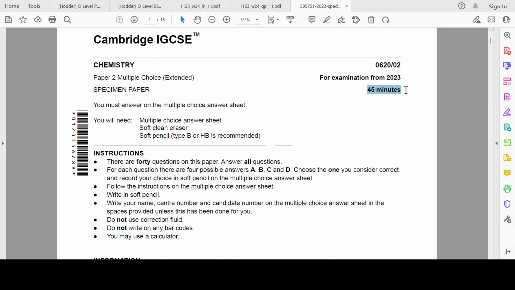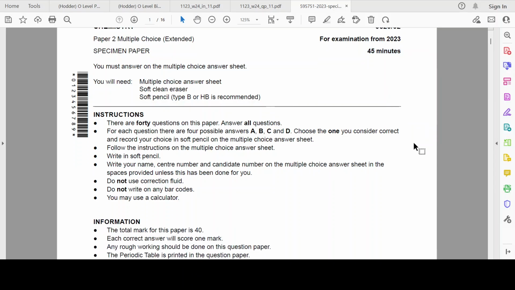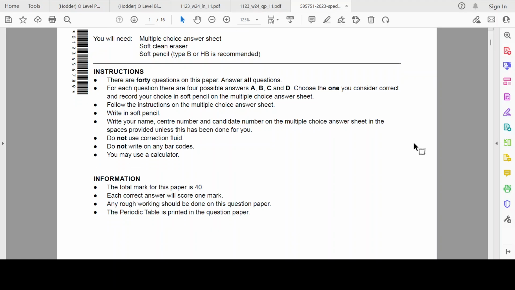All right, the total time is 45 minutes, which is not a lot considering that you have 40 questions to answer. So the instructions, there are 40 questions, so that's 1 minute per question, and then 5 minutes to copy your answers onto the marking. So it's very close. Okay, so you really have to work on managing your time.